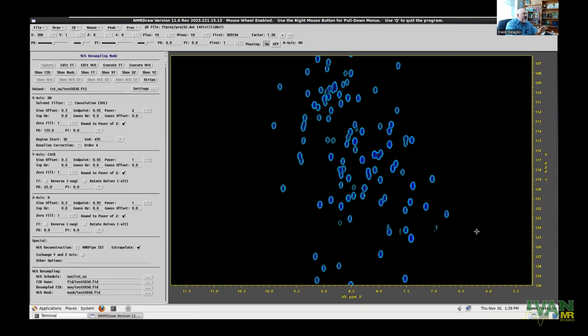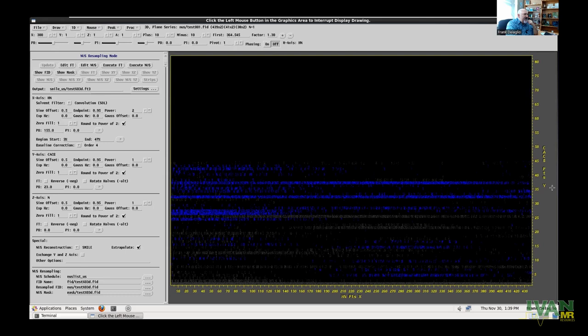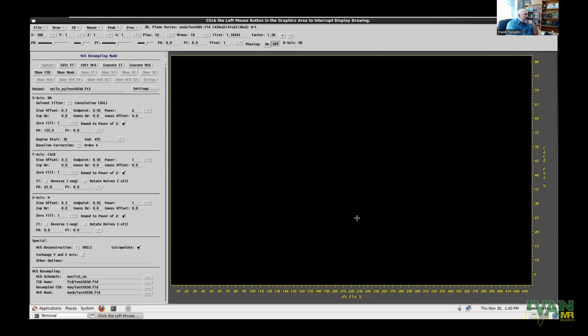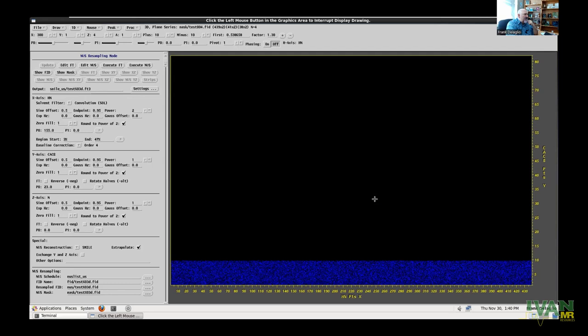So now what I'm going to do is select a reconstruction method, SMILE again, and update the scripts. And now I'm going to execute the non-uniformly sampled reconstruction. But the FID is going to be resampled according to this mask. So let's do that.